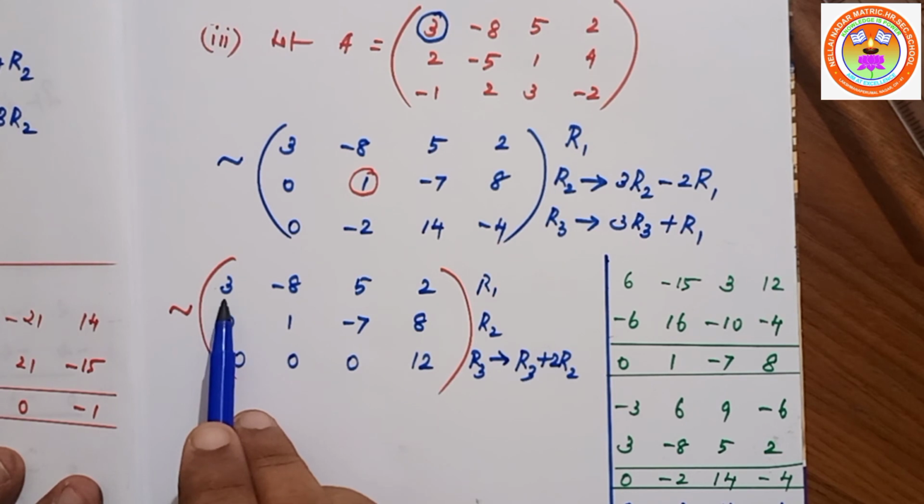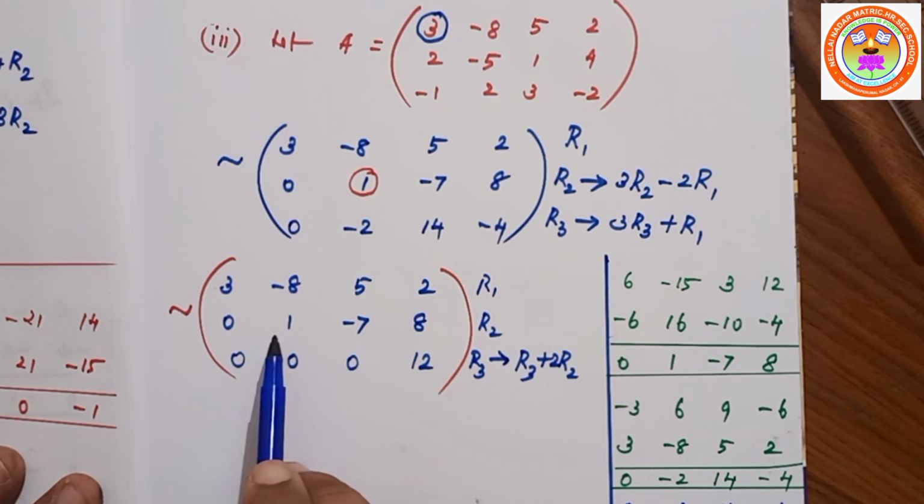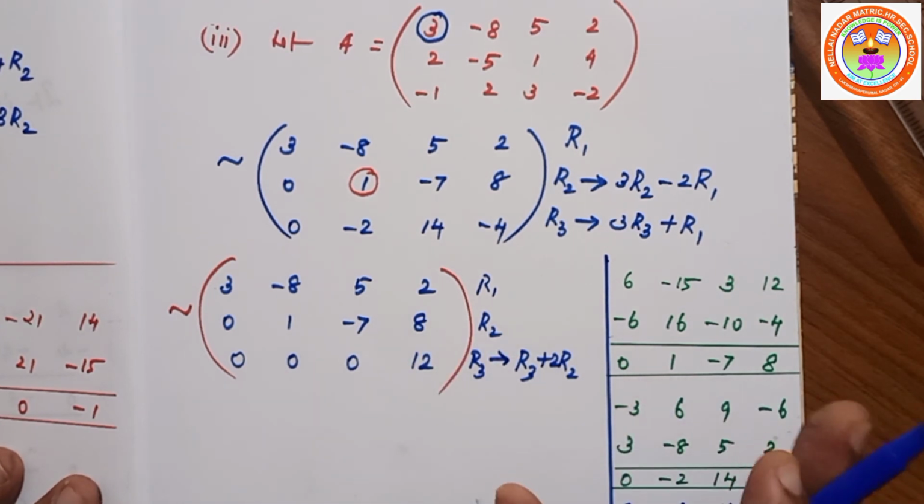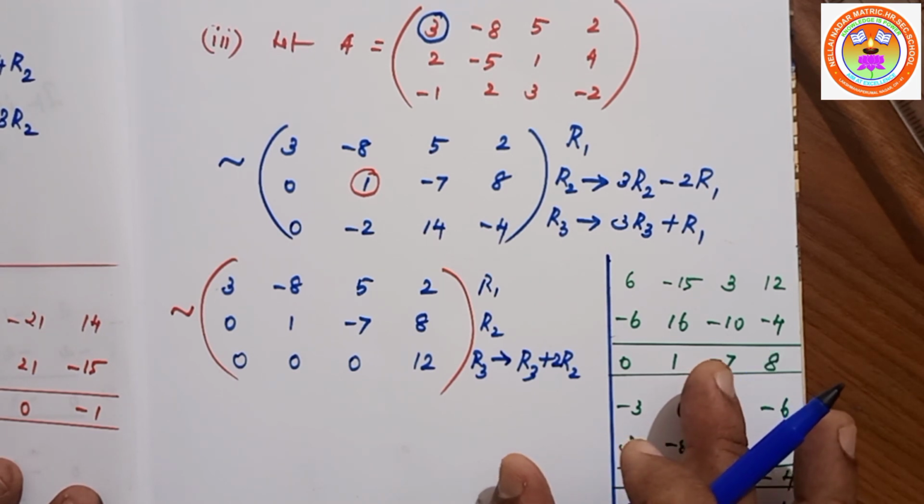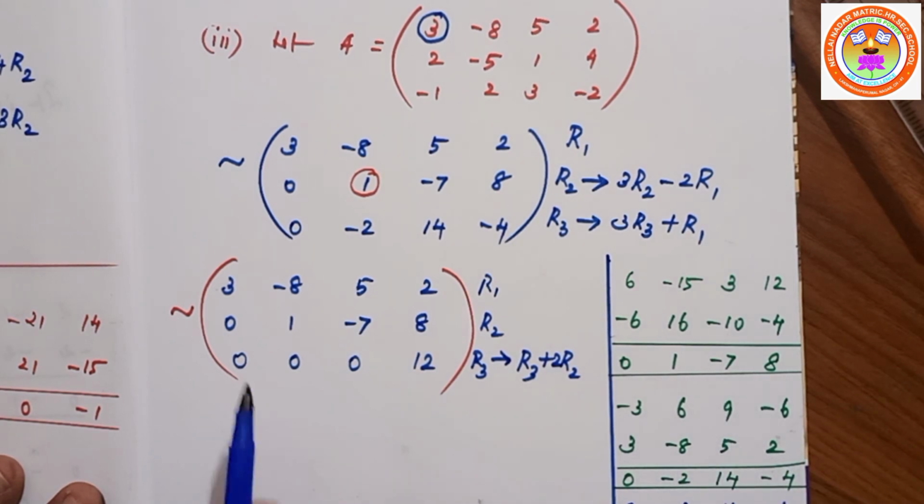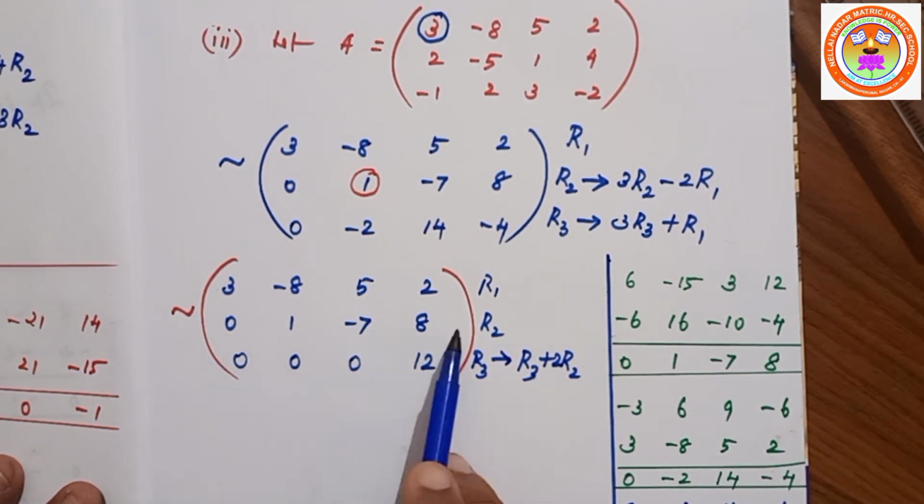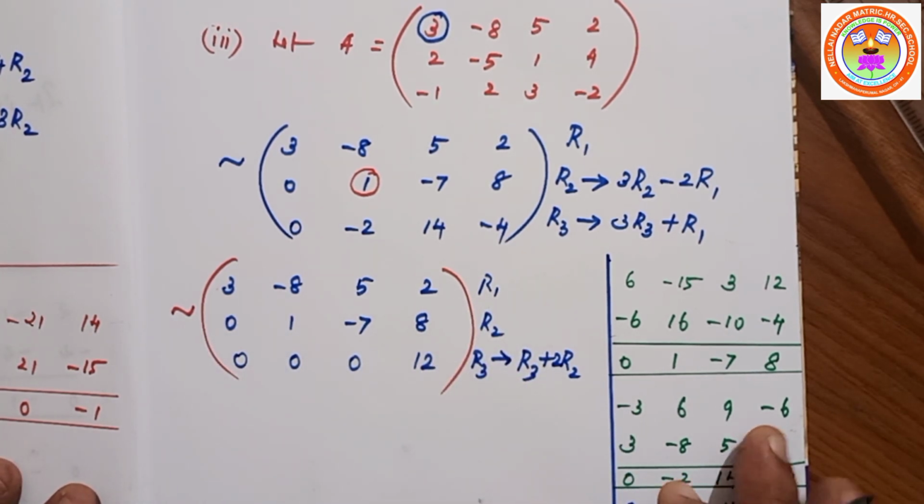Right, the first non-zero element in the first row is 3, below which we have made them 0. On the second row, the first non-zero element is 1, below which we have made the element 0. That's all. Now we have to count the number of non-zero rows. So this is a non-zero row because we have that number 12. Non-zero row, it's a non-zero row, it is also a non-zero row. So the number of non-zero rows is equal to 3, therefore the rank is 3.